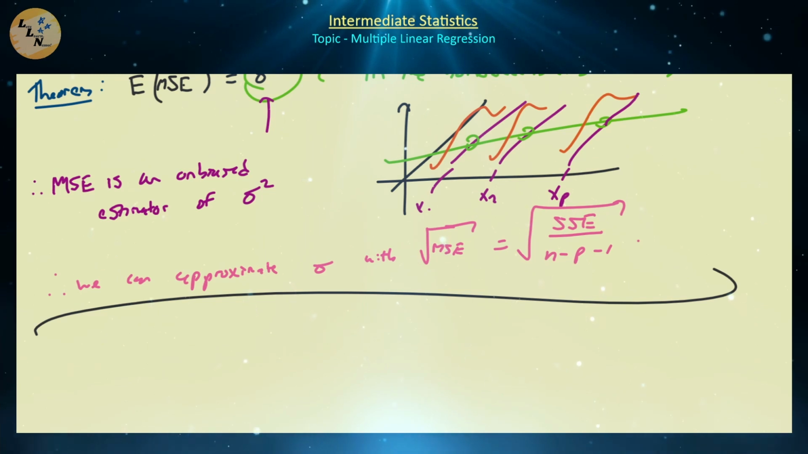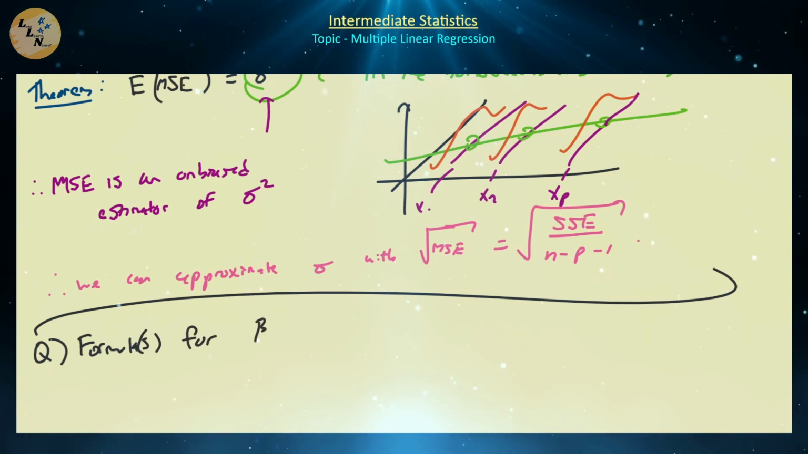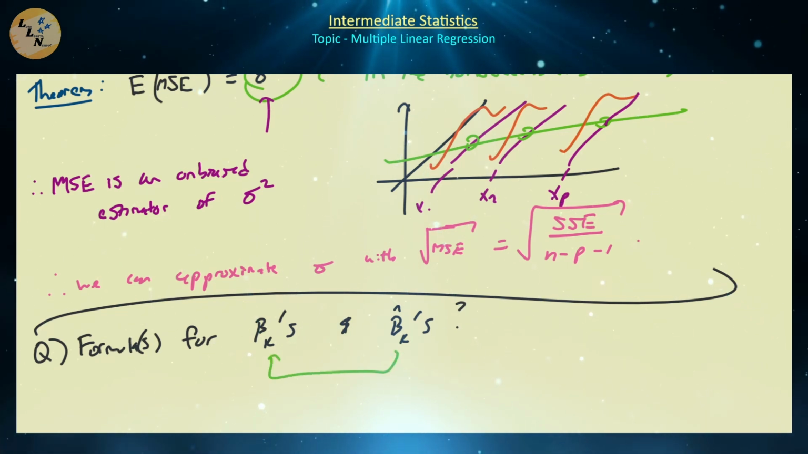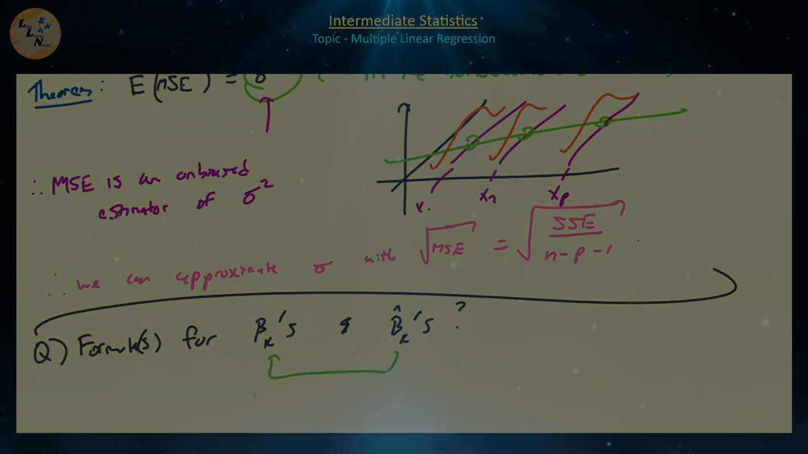Now that we have a formula for approximating the homoscedasticity variance, there's one very important question we have to answer. Are there formulas or ways to calculate for the beta case, and moreover the beta hat case, and is beta hat k an unbiased estimator of these beta k's? That's what we're going to go into next.